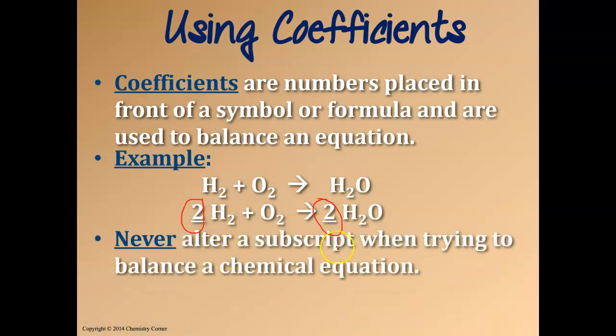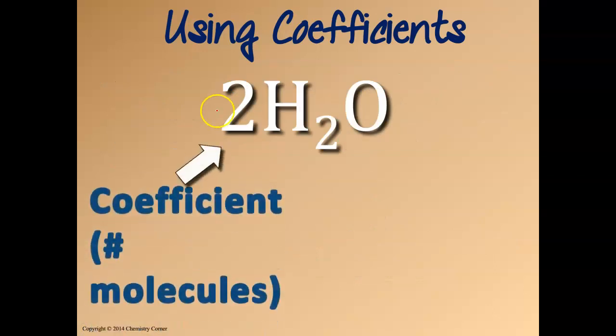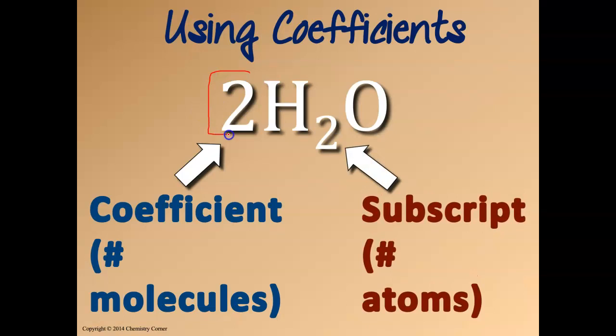We never alter a subscript when trying to balance a chemical equation. So these smaller 2's are subscripts. We cannot change those. If we change these subscripts, we are changing the compound. It is no longer water, or it's no longer hydrogen gas or oxygen gas. We cannot change the subscript. So the coefficient here is this large 2 right here, and our subscript is this one right here. So make sure you know the difference between those two.